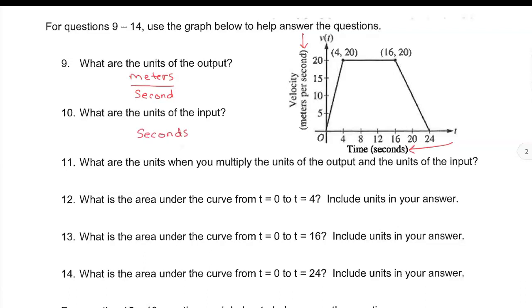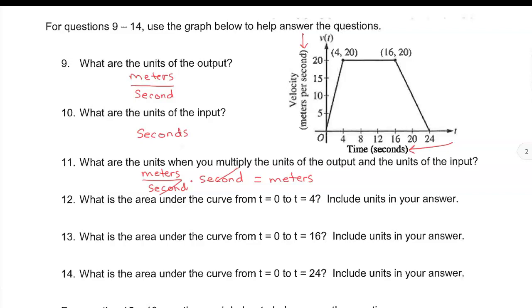Number 11, when you multiply the units of output times the units of input, what do you get? And that is meters over second times seconds. So we have a second on the bottom, we have seconds on the top, and those will cancel when we multiply. So we're left with meters. So in this picture, the area under the curve is going to represent meters, which is like a distance that somebody has traveled or something has traveled.